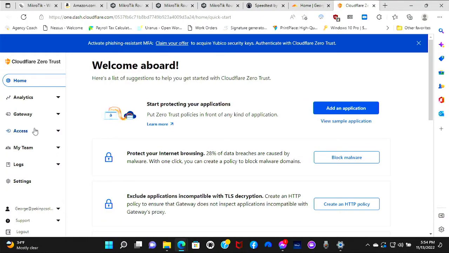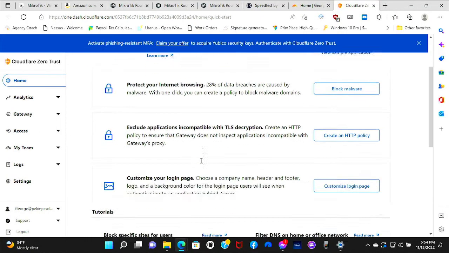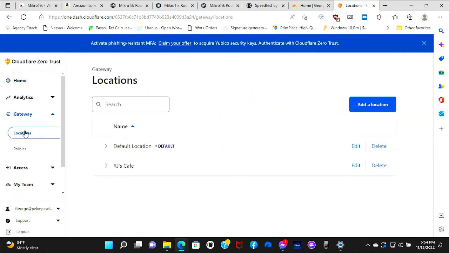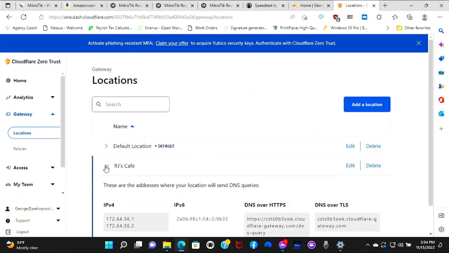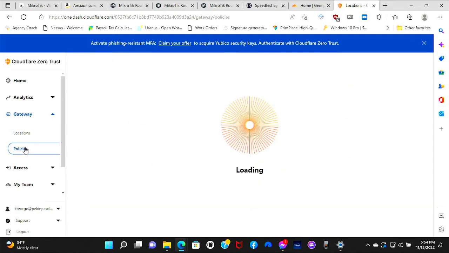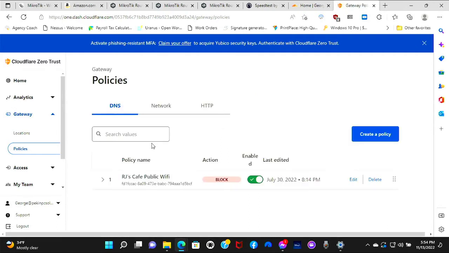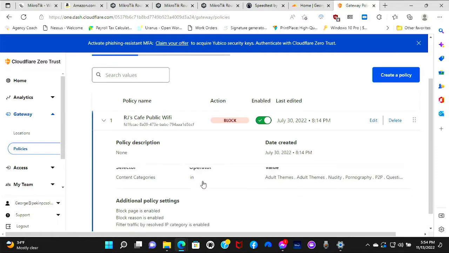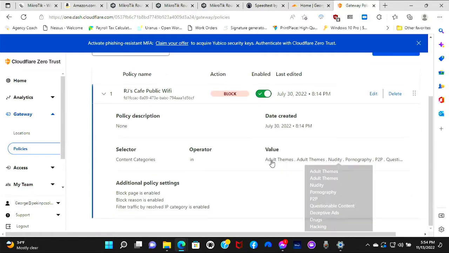And so here we're looking at it. This is what the portal looks like. We go here to Gateway. We set up locations. So there we go, RJ's Cafe. All of that can be set up. Here's like their content policy, so you can't surf porn there. There's a whole bunch of way more categories than Lucidview has.